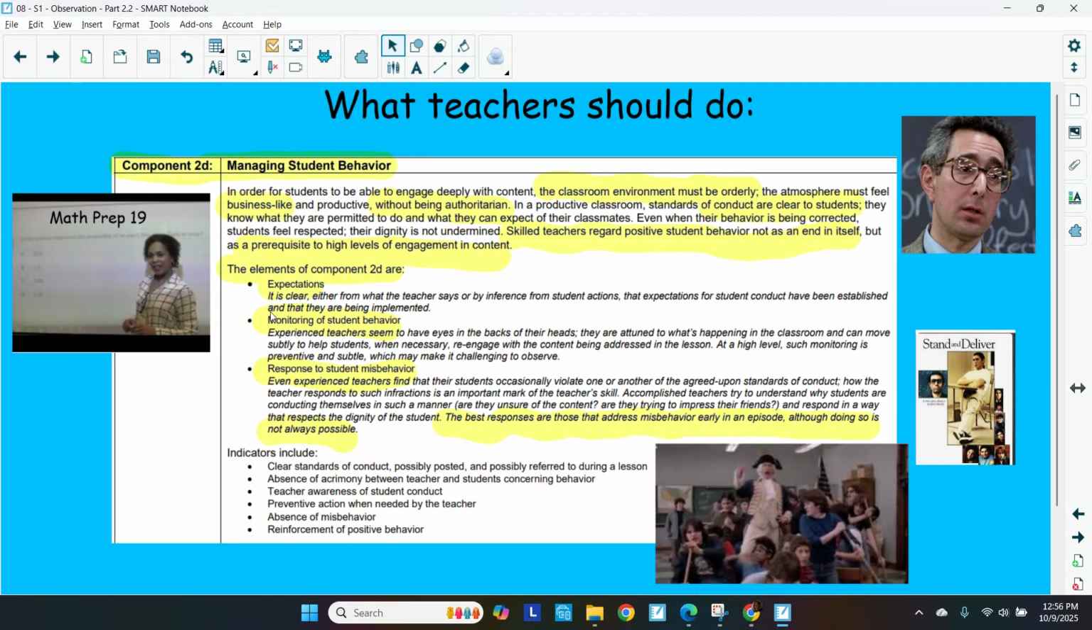Make sure your expectations are clear. Monitor the student behavior. You have to know what everybody's doing at all times. So you gotta walk around and not just stay at your desk or sit at your desk.